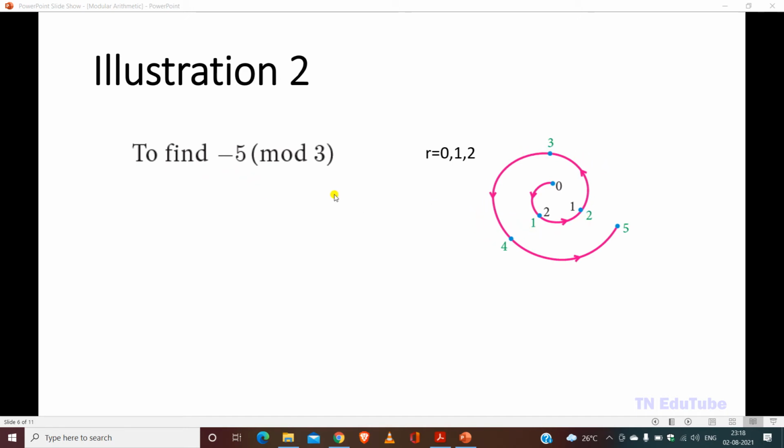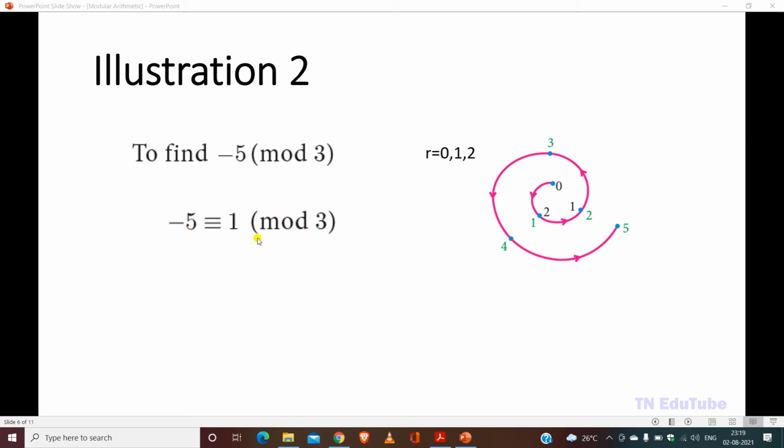Minus 5 means in the anti-clockwise direction you count from 0 to 2, that is 1, 2 to 1, that is 2, then here it is 0, 3, again 1, 4, again 2, 5. So you get 5. Minus 5 is congruent to 1. So minus 5 is congruent to 1 mod 3.